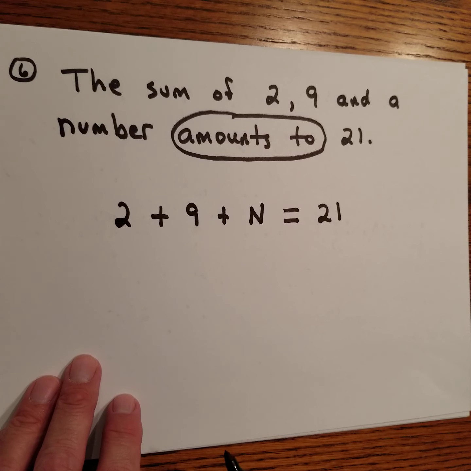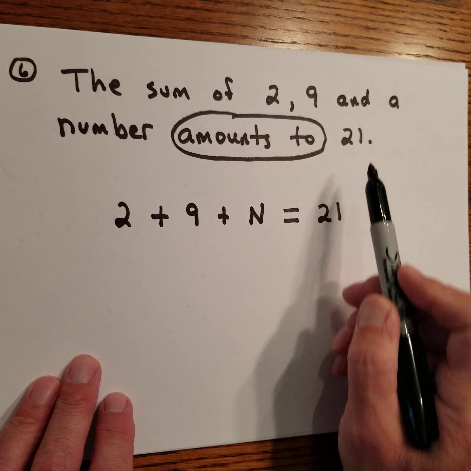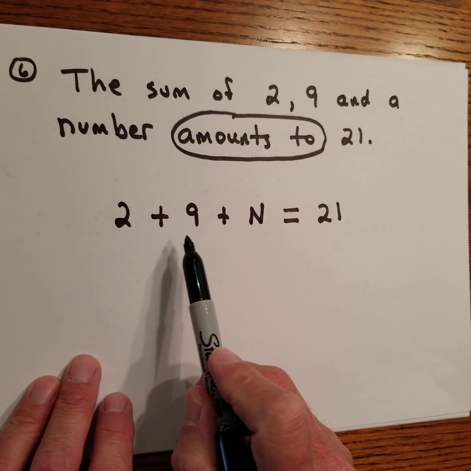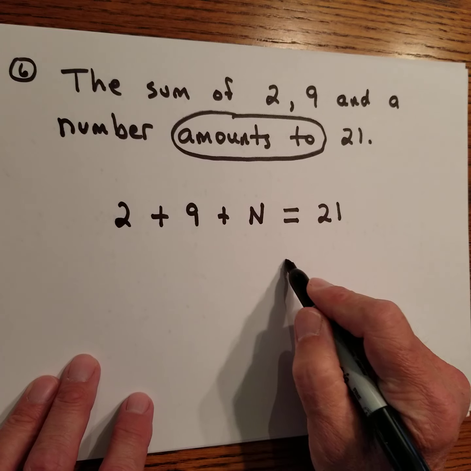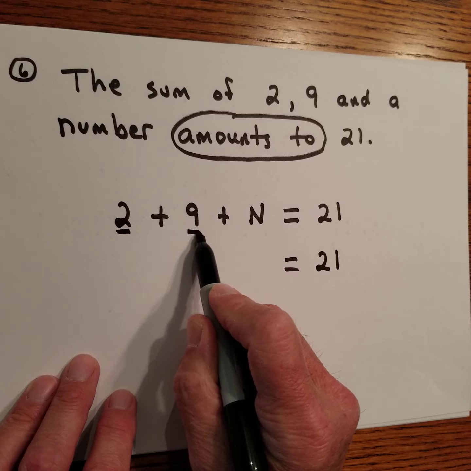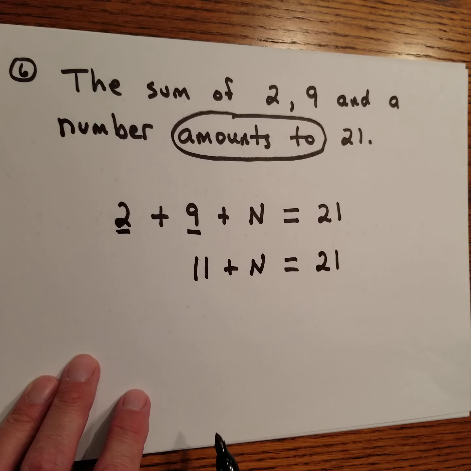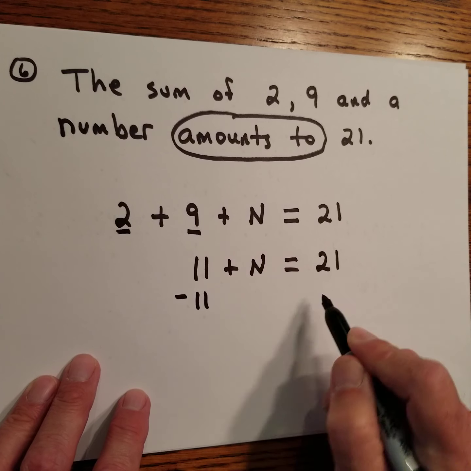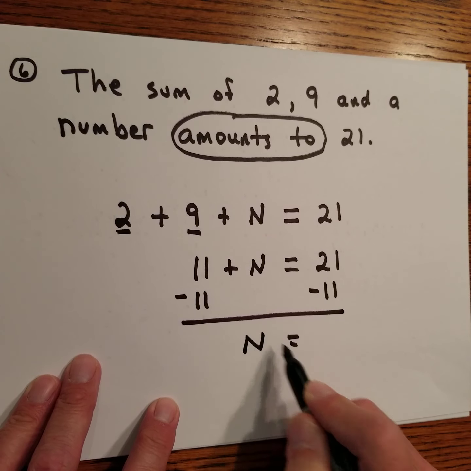Let's see if we've got it all. The sum of 2, 9, and a number amounts to 21. Good. To solve, let's combine like terms. 2 plus 9 is 11. Now to get n by itself, we'll subtract 11. 21 minus 11 is 10. Beautiful.